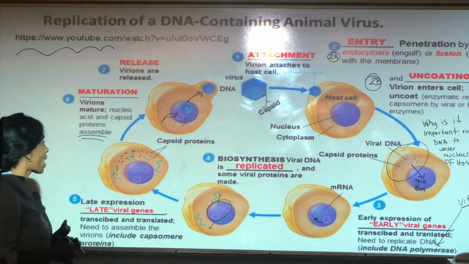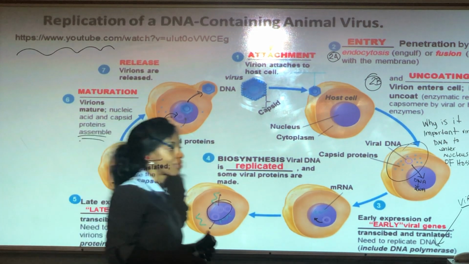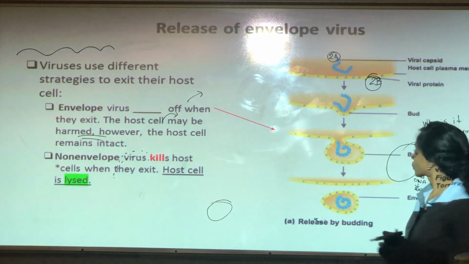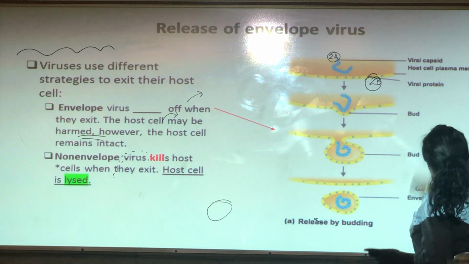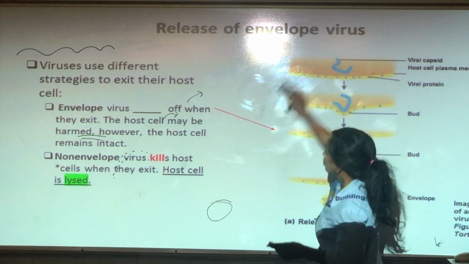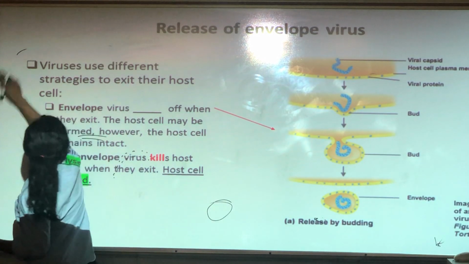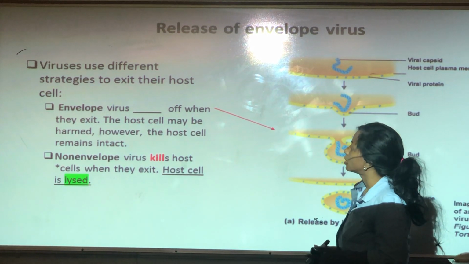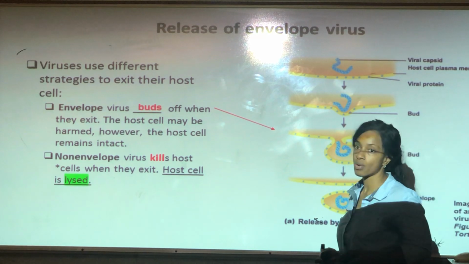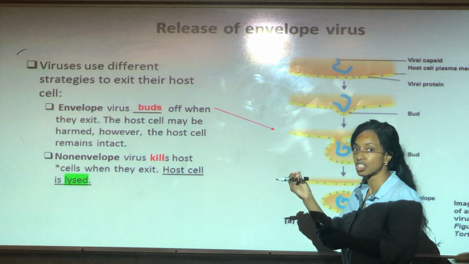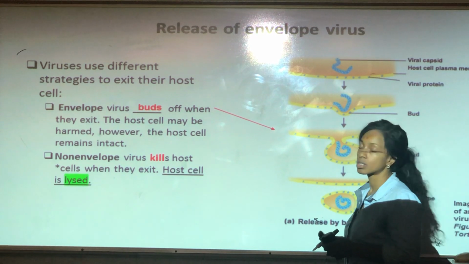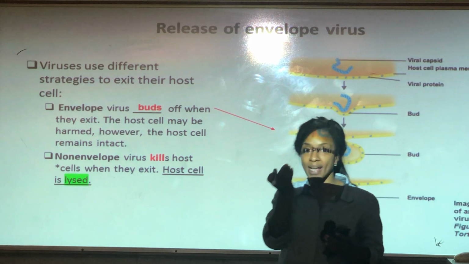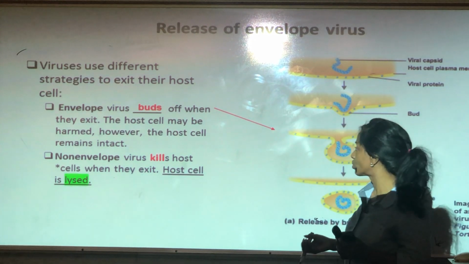So step 7, we have the release of our virus, and it's ready to go on to the next organism or the next cell. So when these viruses are released, different viruses are released in different ways. Right. So I did update this slide a little bit. Envelope viruses, they bud off, right? So as they're budding off, they're pinching part of this plasma membrane, and some viruses will take the plasma membrane and make it into its envelope.